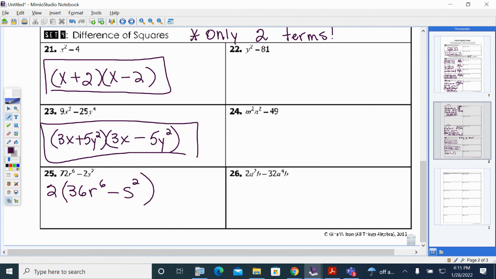So the question is, what I have left, is it the difference of squares? Well, it's a difference because it's a minus. 36 is a perfect square because it's 6 times 6. R to the 6th is a perfect square because 6 is even. S is a perfect square because 2 is even.